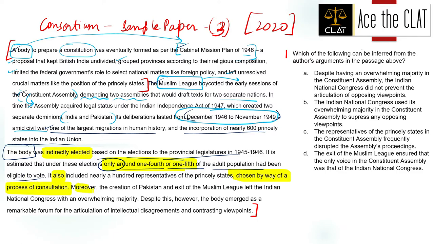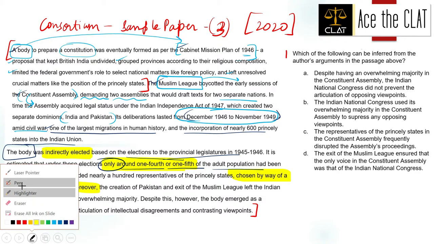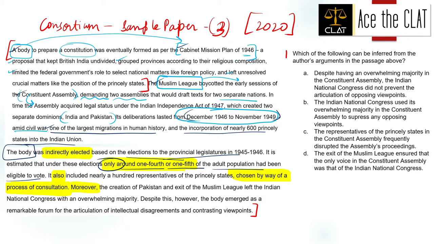And moreover, the creation of Pakistan and exit of the Muslim League left the Indian National Congress with an overwhelming majority. Okay, the exit of Muslim League left the Indian National Congress, or INC, with an overwhelming majority. Cool. Despite this, however, ye sab hone ke baad bhi, the body emerged as a remarkable forum for the articulation of intellectual disagreements and contrasting viewpoints. Okay, the author is saying that sab ke hone ke baad bhi, this body emerged as a remarkable forum jahan pe har tarah ki baatein, agreements and disagreements hote rehte the. All right, that is the passage.